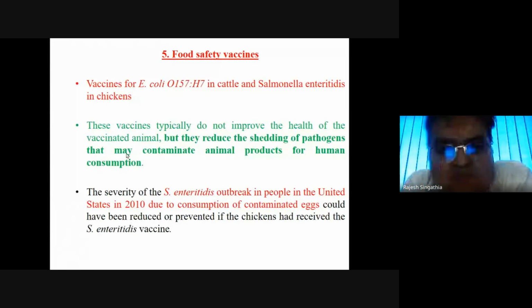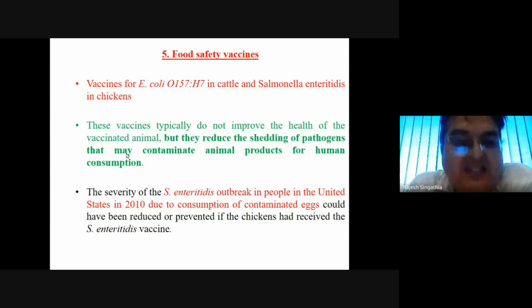These vaccines do not improve the health of the vaccinated animals. They do not improve the health of the vaccinated, but they reduce the shedding of pathogens that may contaminate animal products for human consumption. There is a decrease in the number of pathogens that may contaminate eggs or meat. So the chances of shedding of these organisms decrease.